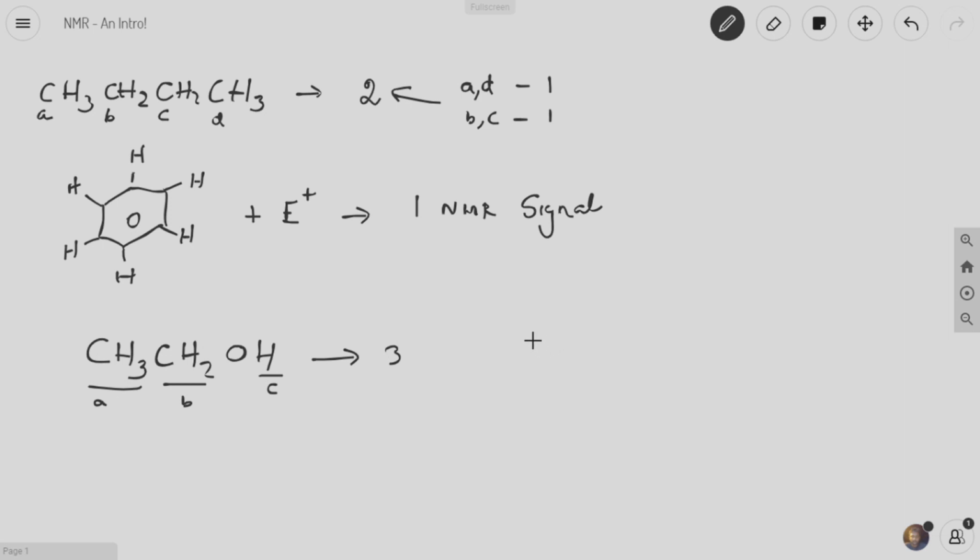We'll see one more example, the neopentane. I have seen this question in many entrance examinations and competitive exams. So can you predict the number of proton NMR signals in this case? Yes, you have it right. You'll get only 1 signal because all the hydrogens are of similar nature.